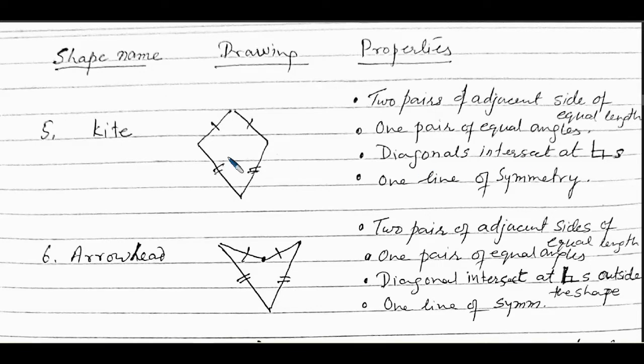Diagonals intersect. If you draw a diagonal here, it will be perpendicular. And only one line of symmetry. That is, you draw a line here, fold, and it will overlap. But there is no other. If you do it here, this small triangle will not overlap. So there is only one line of symmetry.